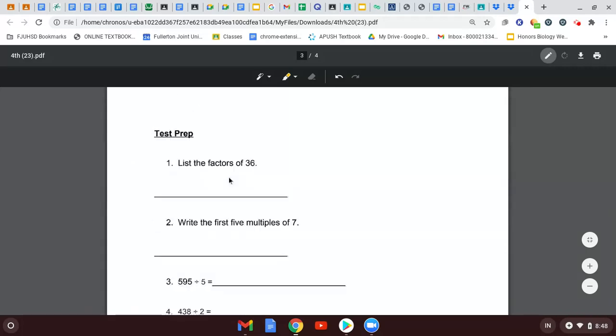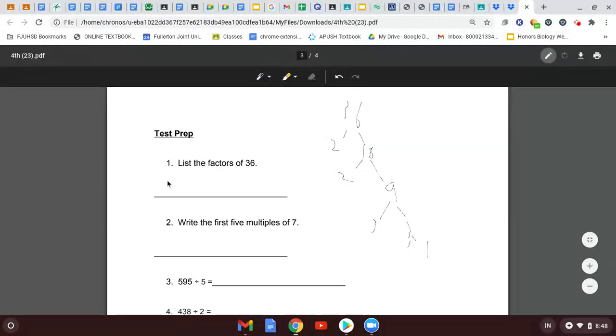Test prep, list the factors of 36. So a good way for me to do this is to create a kind of tree. So I know that 2 can go into 36, and then 36 divided by 2 is 18. And then 18, I know that 2 can go into 18, so 18 divided by 2 is 9. And then I know that 3 can go into 9, and 3, and this is 1. Okay?